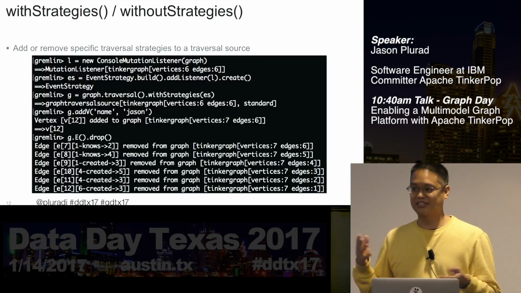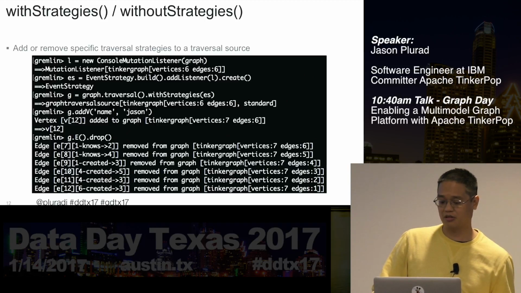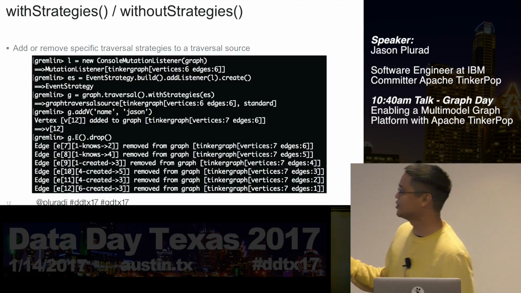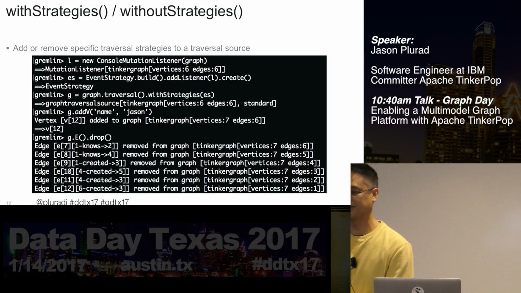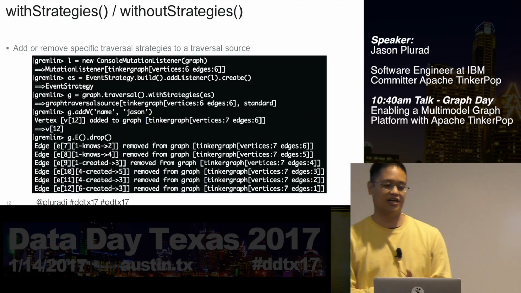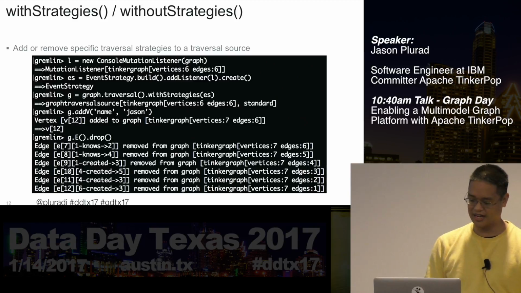So now that we understand a little bit about what a traversal strategy is, there are also some optional type of strategies that you can add, and you can do that with strategies as you create your traversal sources. So here, this is an example of adding an event strategy to your traversal. We create a mutation listener and register that with our graph traversal, and then as we start mutating our graph with adding vertices or dropping them, we can see some of the action that's going on.